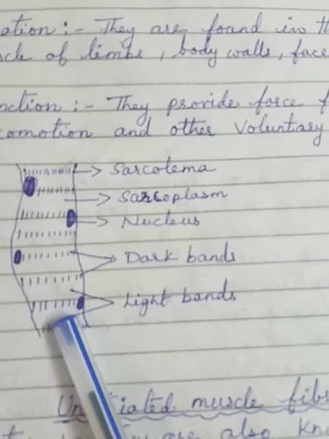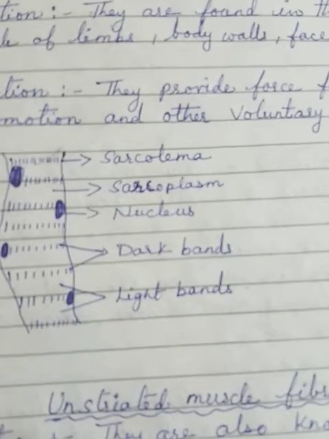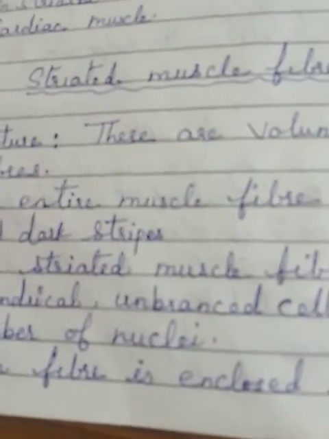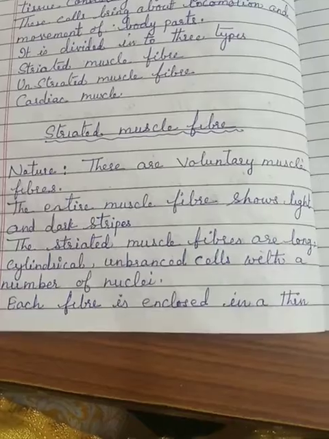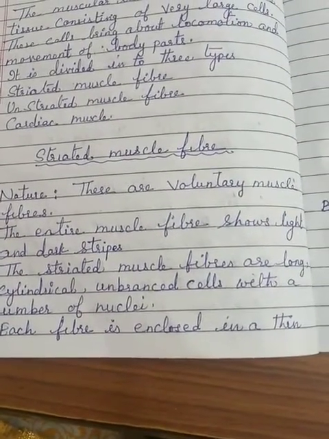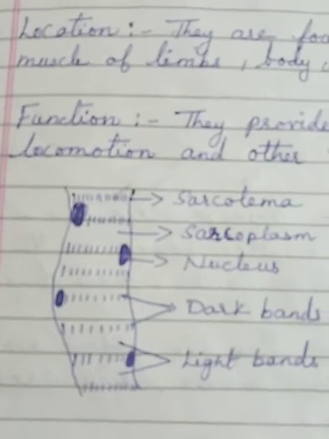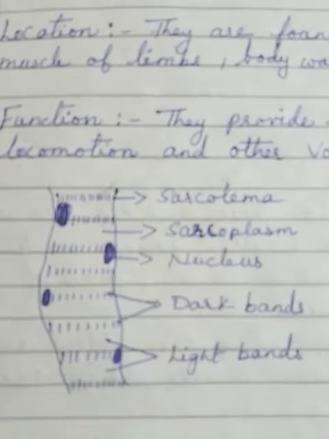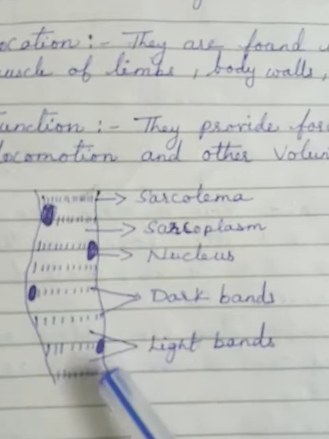The striated muscle fibers are long, cylindrical, and unbranched with a number of nuclei. You can see here they are long, they are cylindrical, they are unbranched cells. That means no branch. You can see here a number of nuclei. These are the nuclei.